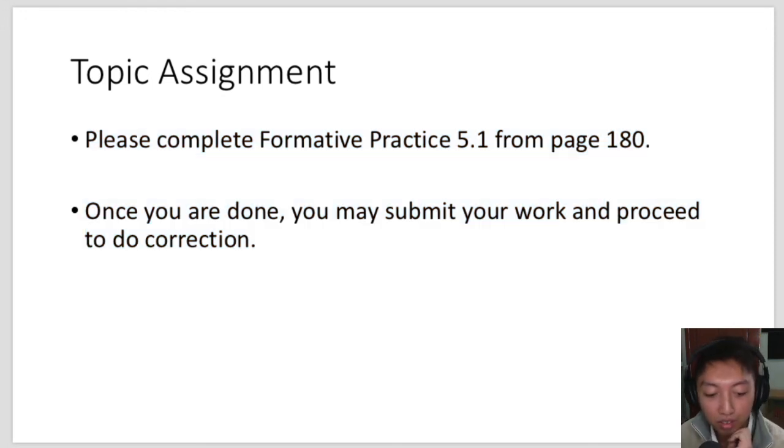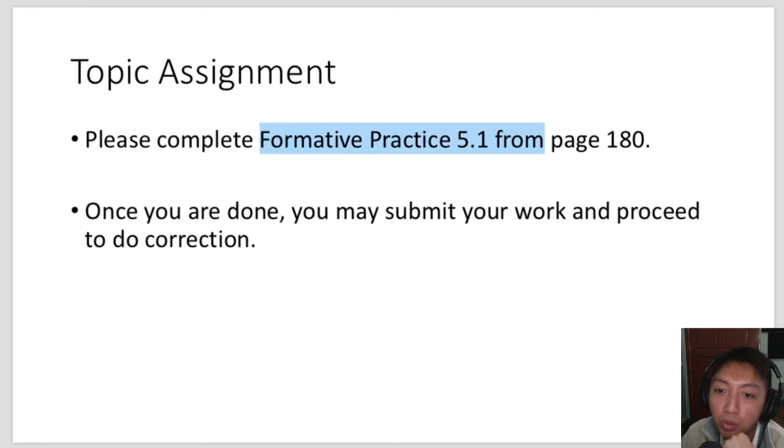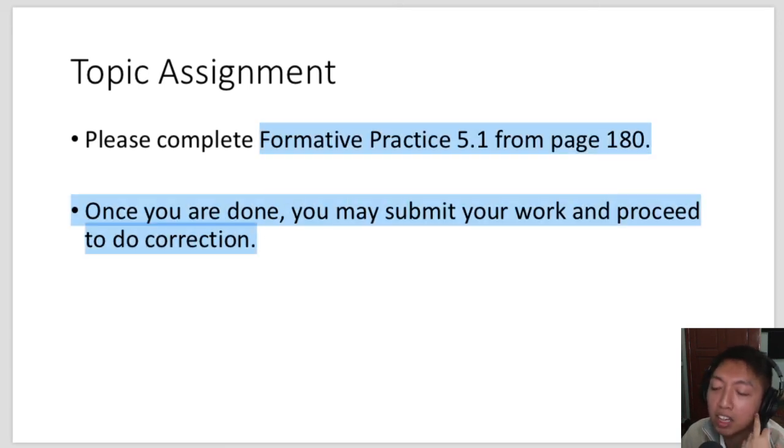Okay, so if there are no further follow-up questions, then you may proceed to doing formative practice 5.1. Once you're done, you may submit the work and do the correction. You can check the answers through the link at the back of your textbook. If you need the answers or can't access the web link, you can ask me. I have a copy of the answers on my computer as well.